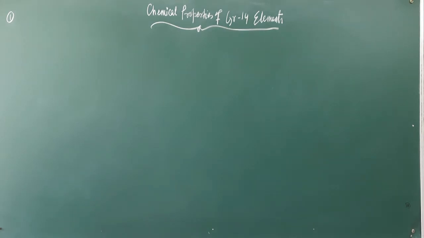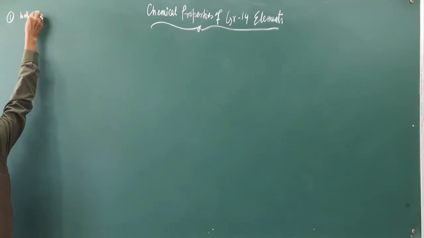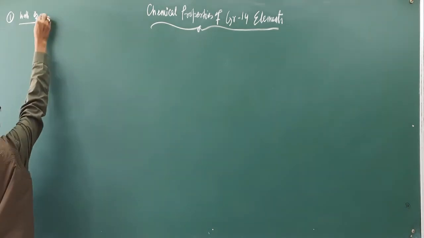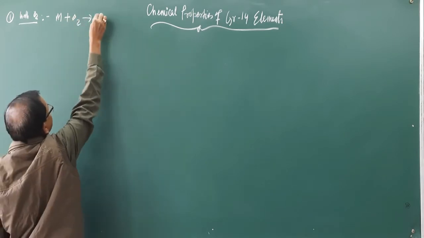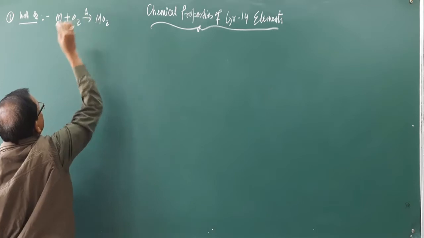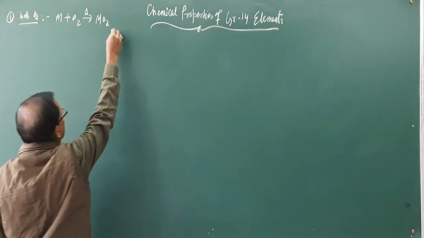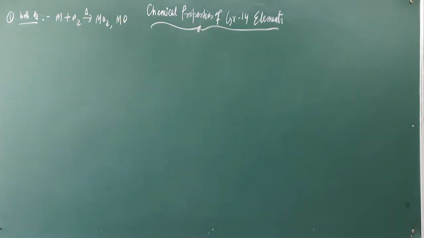Here, if you see the formation with oxygen, generally they produce oxides; the elements react with oxygen forming oxides. At room temperature they generally do not react, but on heating in presence of oxygen they produce oxides. And there are two types of oxides, MO2 and MO. Both monoxides and dioxides are produced.